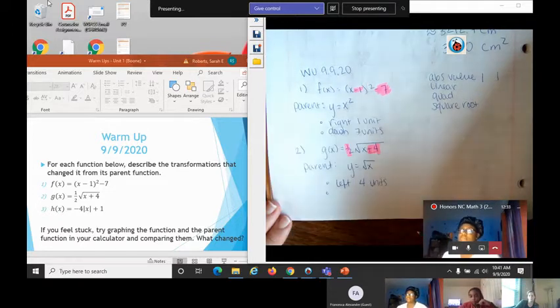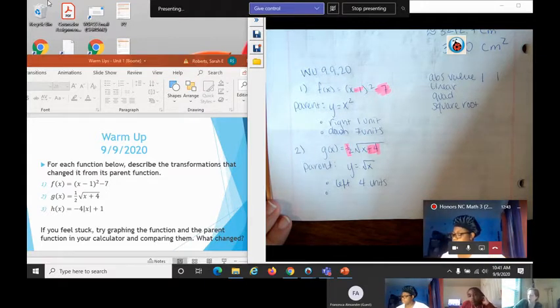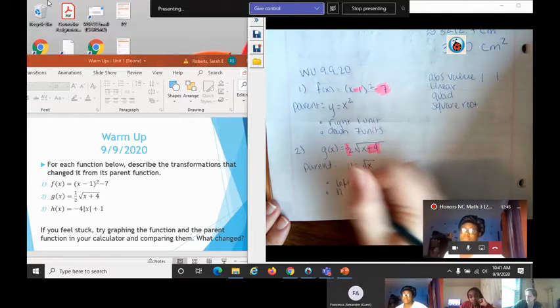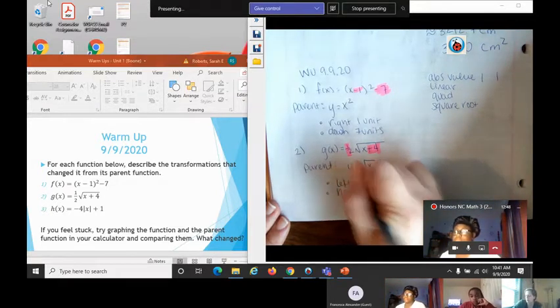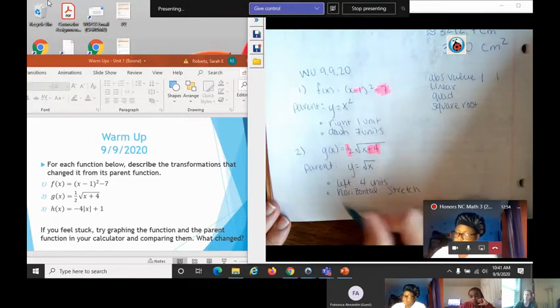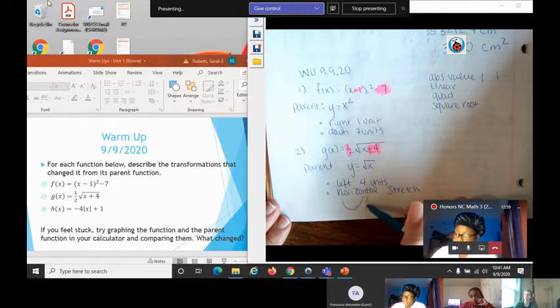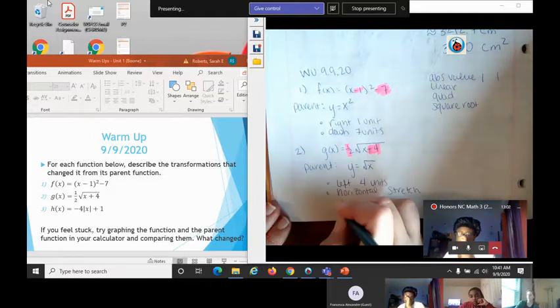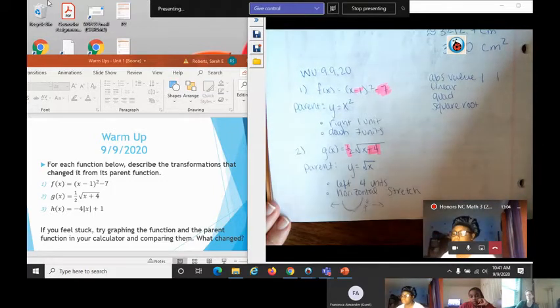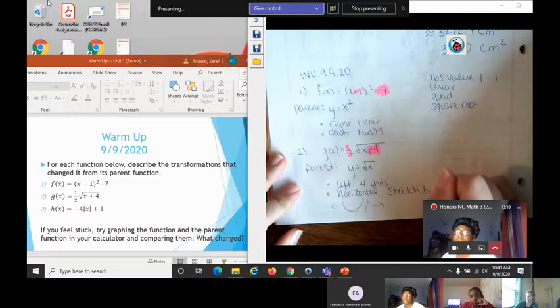Doesn't it compress? I think you're right. Compress? Yeah, it could be a vertical compression, or I think in this class we use horizontal stretch. Okay, so it makes it look fatter, basically. You could think of it as a vertical compression, like pushing it down, or as a horizontal stretch, like stretching it out sideways. And it's going to be by a factor of 1/2.